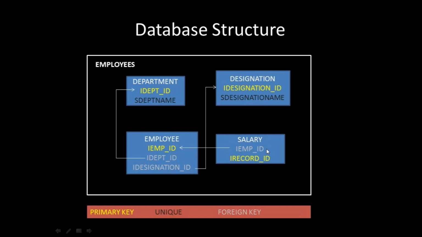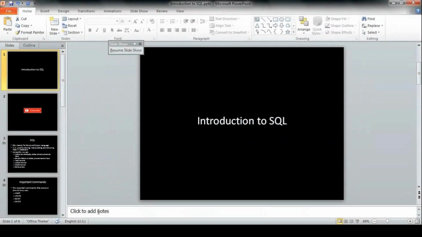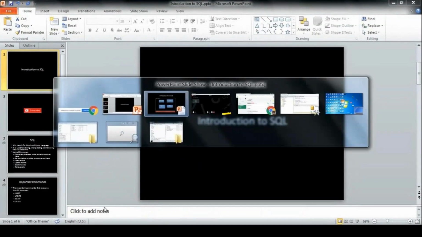Then I have the salary table where I have employee ID and the record ID. Record ID is the primary key, and employee ID is the foreign key which refers to the employee ID of the employee table. So quickly we will see the create table script, how all these fields are present in the database.